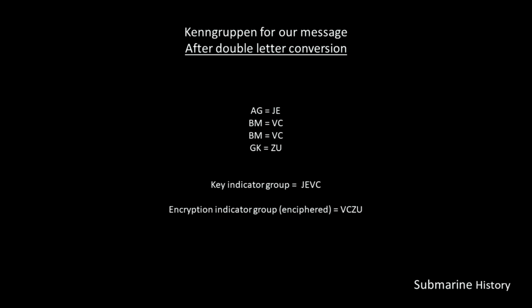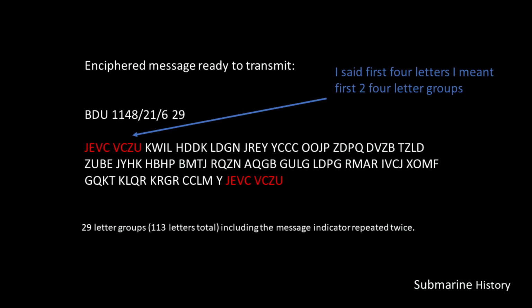Now, whoever you're sending this message to, not only will they know your machine settings because they're going to be working from the same tables you are, but they will also have these same double letter or bigram substitution tables. So when they see the message come in, this is what they're going to see. The message is being sent to BDU at 11:48 hours on the 21st day of the month.